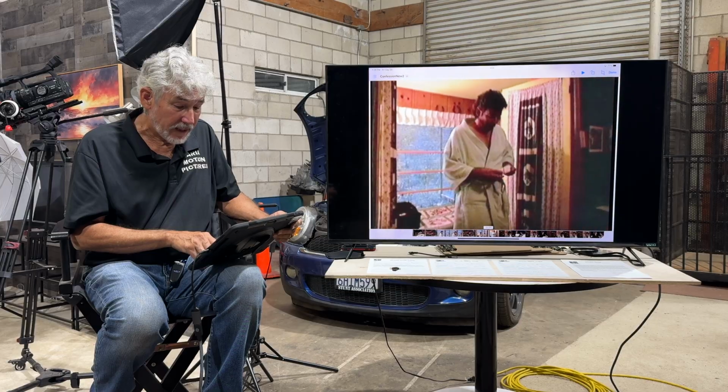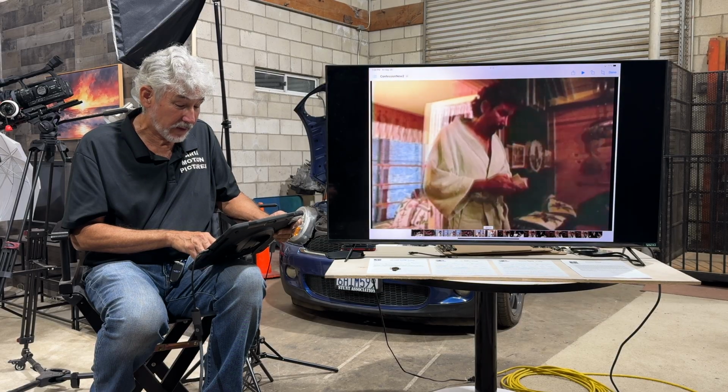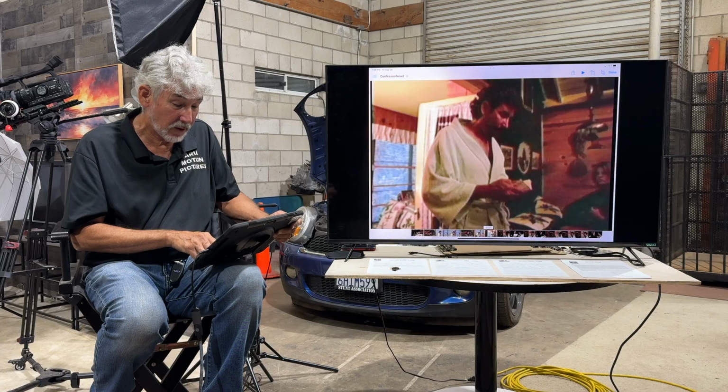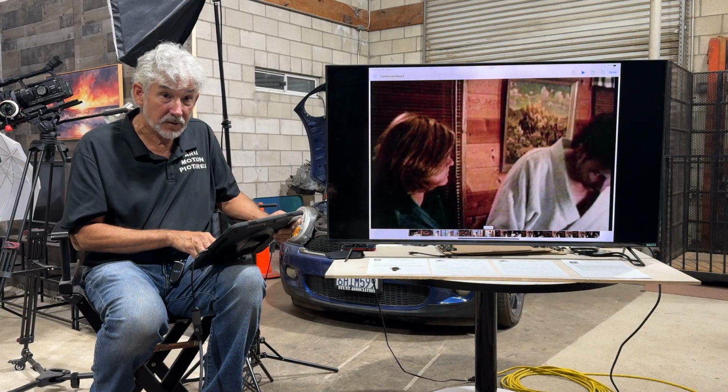And probably in the edit, we should have cut it about there. So the editor went a little bit too far with that shot right there. You see that? She's not there. You can see the fact that she's not there. But this goes by so fast you don't really realize that's what's going on.